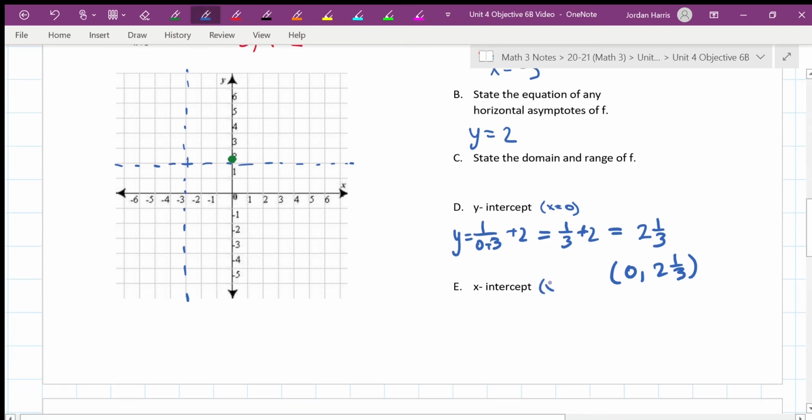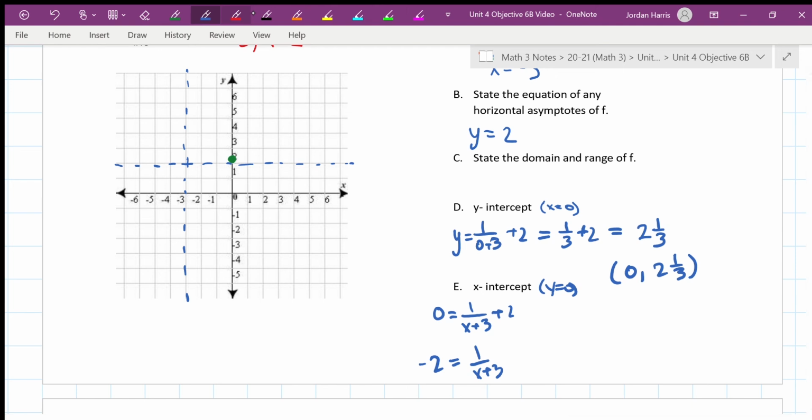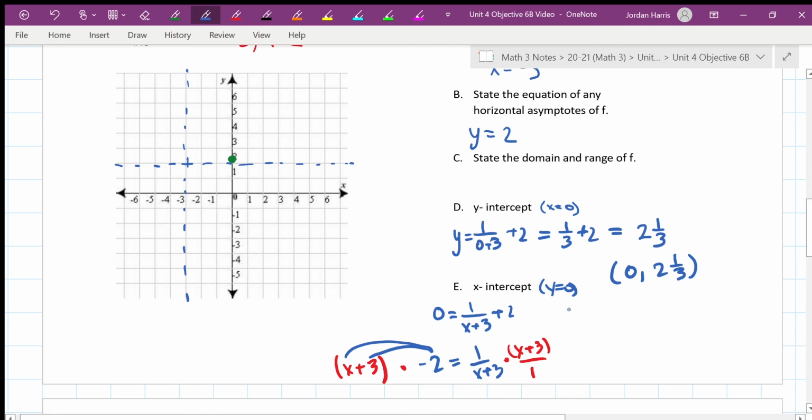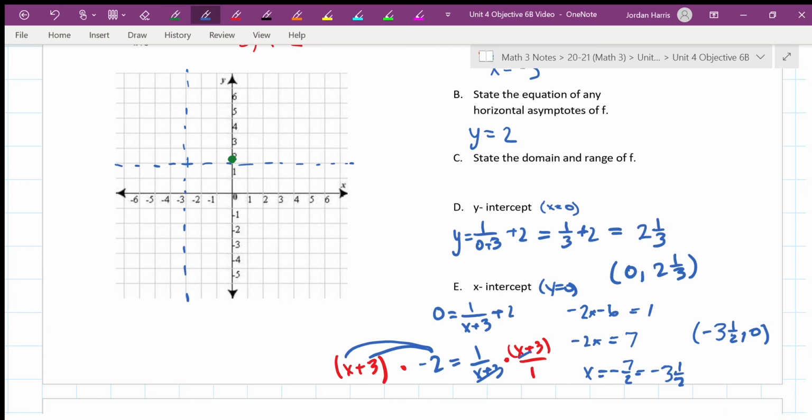So this is setting y equal to 0. This one takes a little bit more work. So 0 equals 1 over x plus 3, plus 2. Subtract 2 from both sides. And this is where it has a little more work, because we need to multiply by the denominator, x plus 3, on both sides. And remember, since it's a fraction on the right, I'm going to put it over 1. That's what we've been doing. Distribute there, so it's negative 2x minus 6. Make sure you distribute the negative 2 to both. This side is just equal to 1. So negative 2x equals 7. So x equals negative 7 over 2, which is negative 3.5. So it's negative 3.5, comma 0. That is my x-intercept.